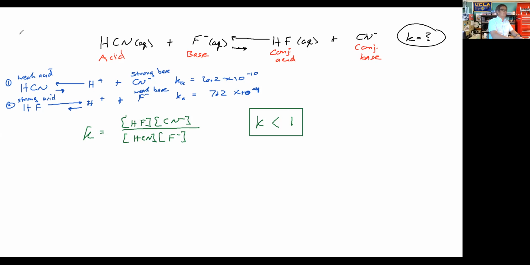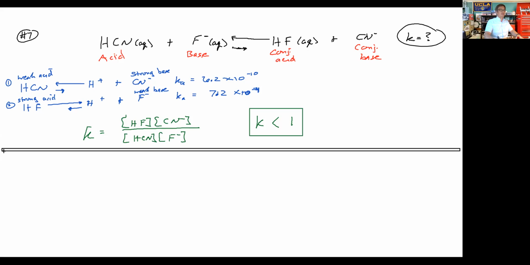Let me go ahead and write this down. This is number 8 in your problem set. Take about 3 minutes, you guys, and do number 8. Calculate the equilibrium constant for this reaction here, using these Ka values. Go ahead and get that done, and let's see what you get.